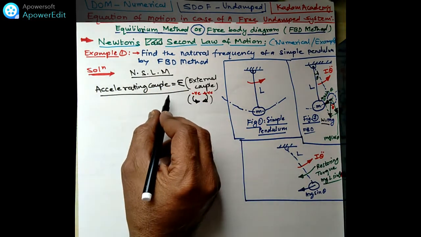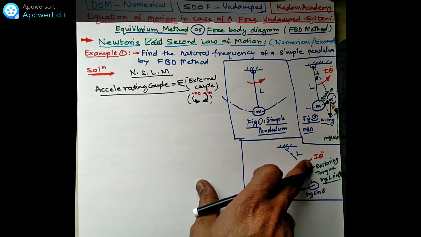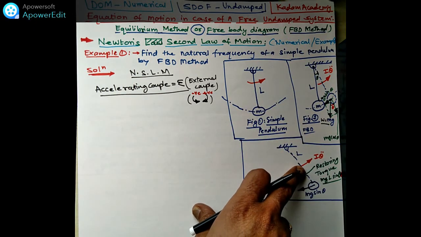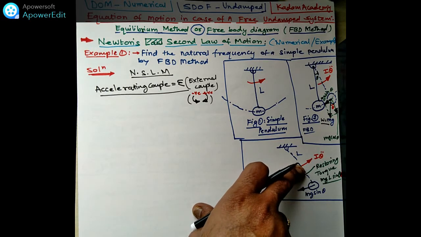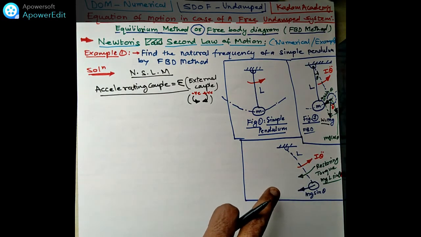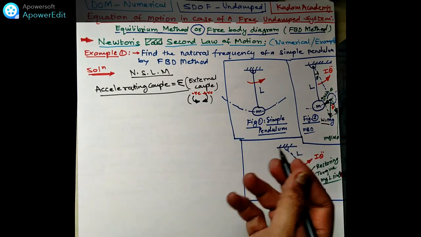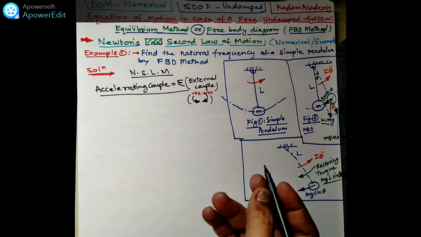So here the accelerating couple is I theta double dot, where I is the mass moment of inertia for this string and this ball having mass m. So what is the mass moment of inertia in this case? That will be I, you can write this as m.